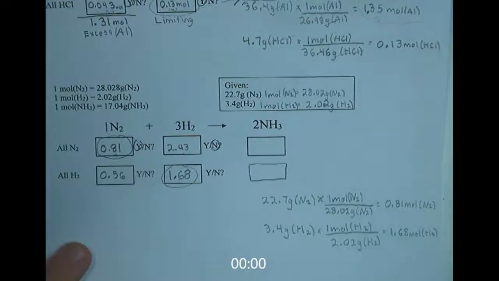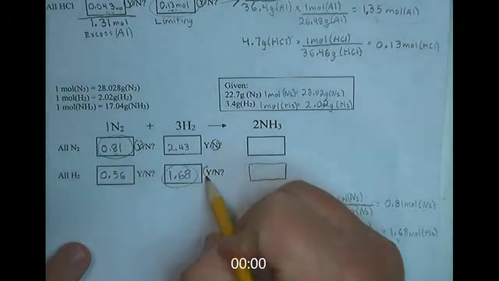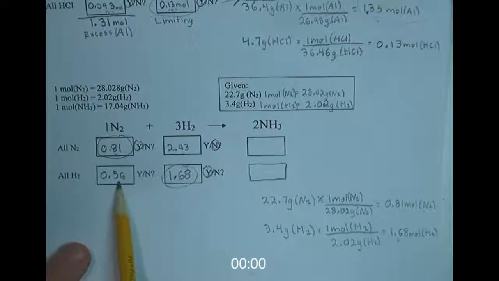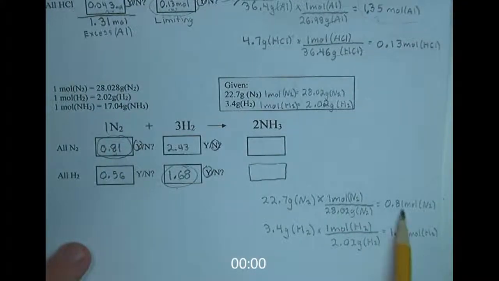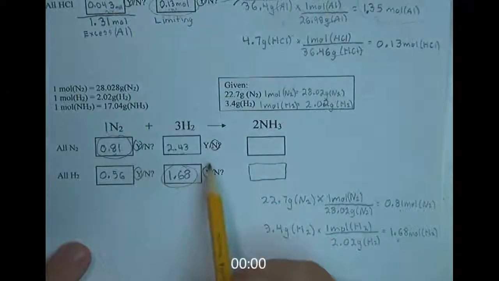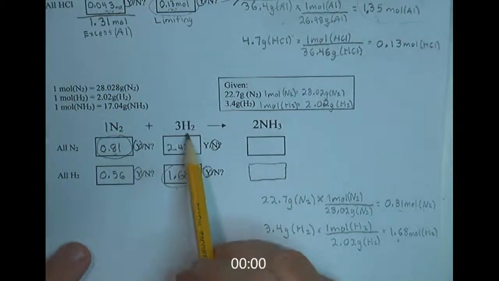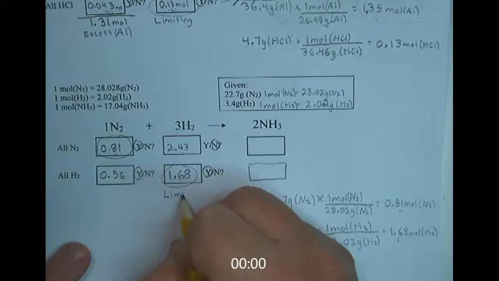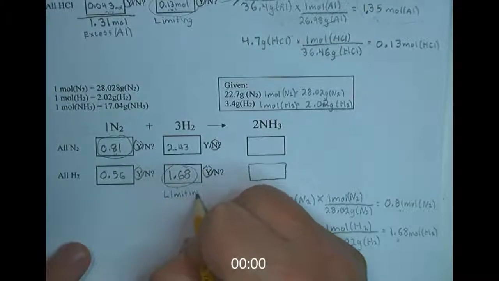Okay, we'll just go ahead and continue and finish it anyway. 1.68, yes, that's what we were given of H2. So yes, we have 1.68 moles of H2. Do we have at least 0.56 moles of nitrogen? Yeah, we have 0.81 moles. That's more than 0.56. So we have at least 0.56 moles of nitrogen. So we put a yes there. So again, our no is in the hydrogen column. So that means hydrogen is the limiting reactant. It's the one that's going to run out first.